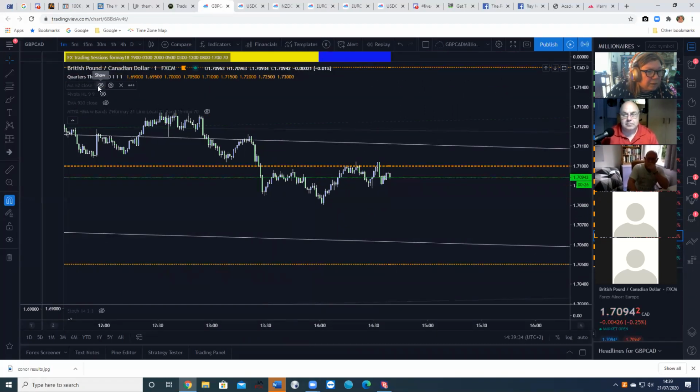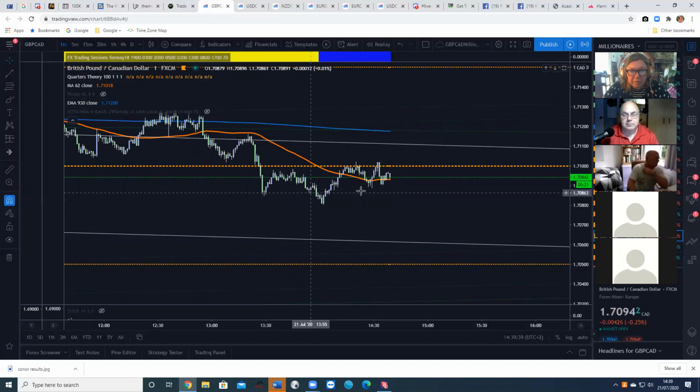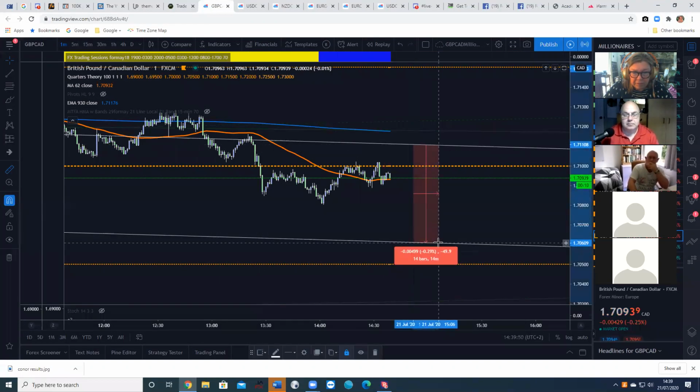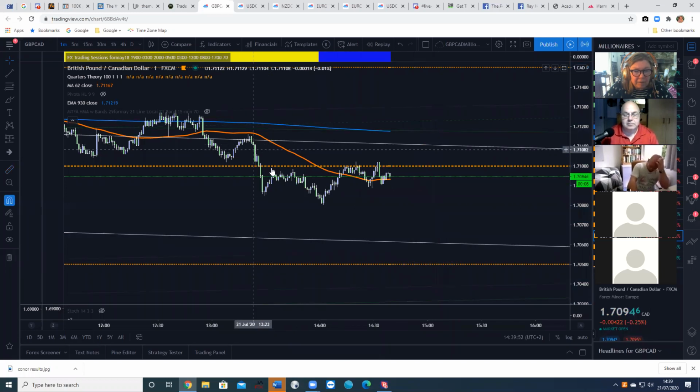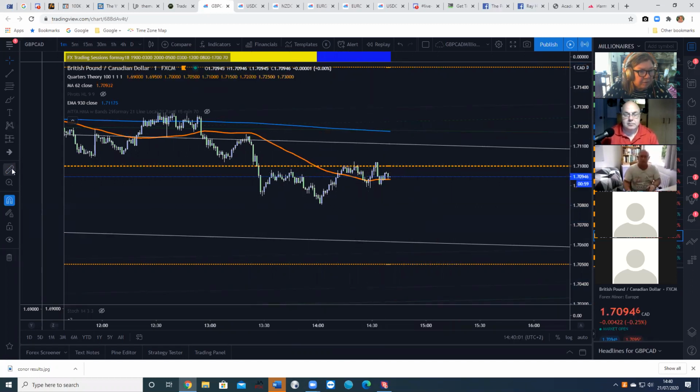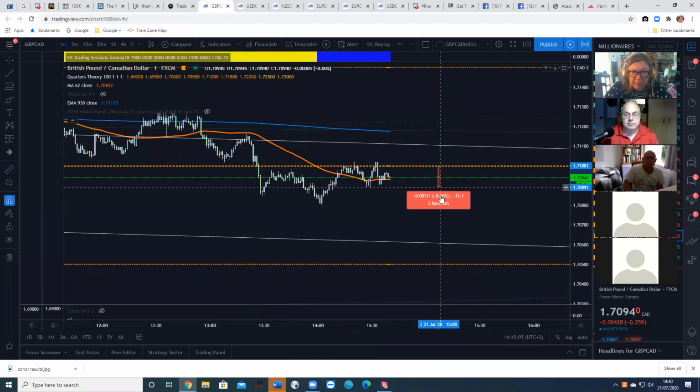I've switched off my, must have been because I was drawing that thing. So at the moment we've got, well, we had that break and the retest back there, but that was quite some time ago. Let's just measure this anyway. 50. And it is below the 62, but it's come above it now, and the quarter theory is saying sell. So it's rejected off quarter theory by 11 pips.